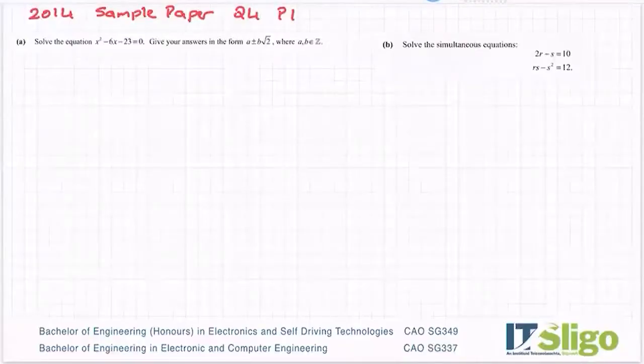Okay, let's have a look at this algebra question from Leaving Cert Ordinary Level 2014. So this was on a sample paper, and I tend to expect the sample paper questions to be just a tad harder, same with a mock question. Part A, solve the equation x squared minus 6x minus 23 is equal to 0.